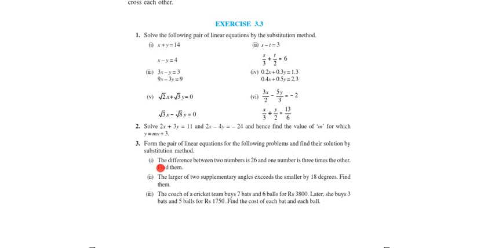The first problem is: the difference between two numbers is 26 and one number is 3 times the other. Find them. So they are talking about two numbers, and the difference between those two numbers is 26. If one is 3 times the other, find them. Now obviously if anybody wants, he can do this question in one variable also, but I'll recommend that you make the equation in two variables, because you have two-variable equations in your chapter, so you should make it with two variables. So I'll show you how we can do it with two variables, right?